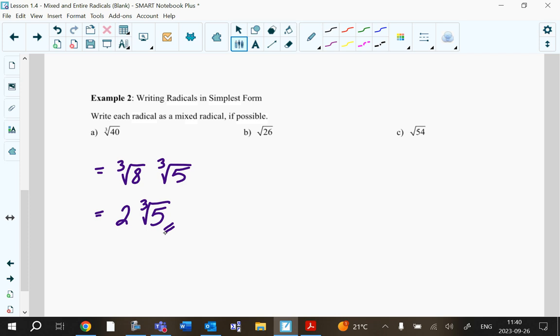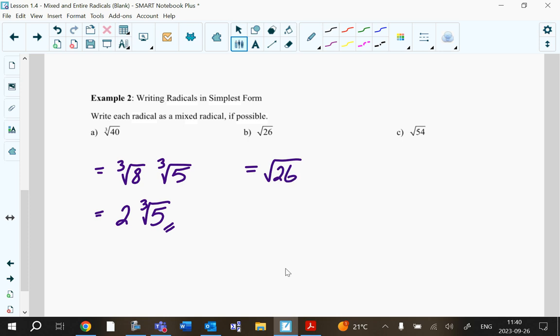Anybody want to help, Ayla? 13? 13's not a perfect square. 9 doesn't go evenly into 26. Neither does 4. 16 does not go into 26. 1 does, but that doesn't change anything, does it? Because then it would be square root 1 times square root 26, which is 1 root 26. No, it's not possible. Excellent. You can't, so you leave it.